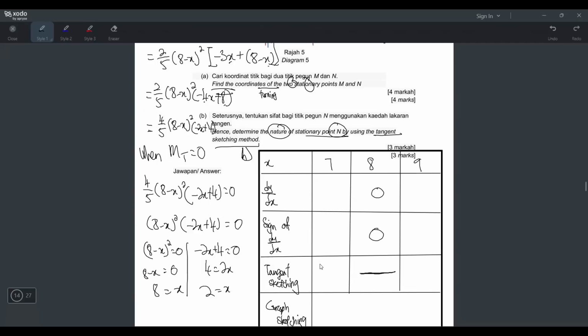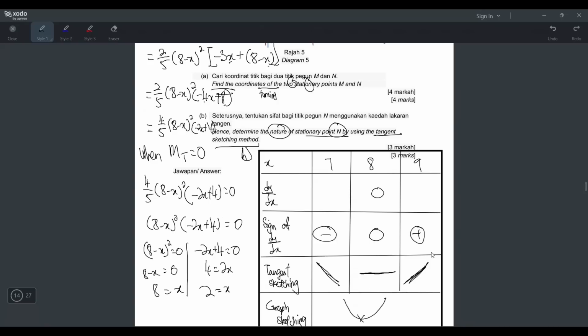But what if later my tangent sketching ends up like this, and this one ends up like this? It means this one is negative, this one is positive. So what does it mean? It means your graph sketching will be like this.